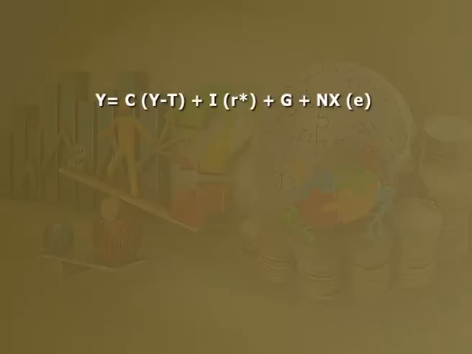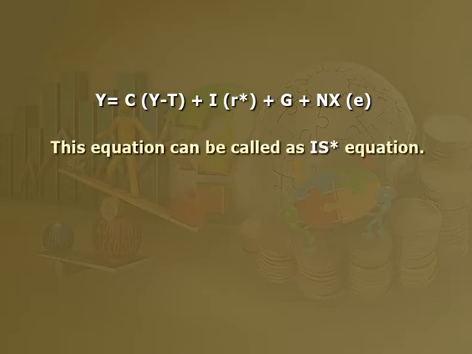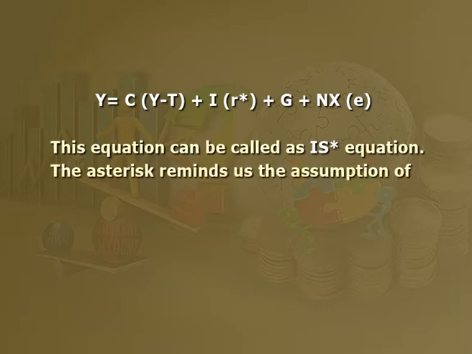The two financial variables which affect expenditure on goods and services in the goods market equilibrium are the interest rate and the exchange rate. The assumption of perfect capital mobility helps in simplifying the situation. We get the equation Y = C(Y - T) + I(r star) + G + NX(e). This equation can be called the IS star equation.